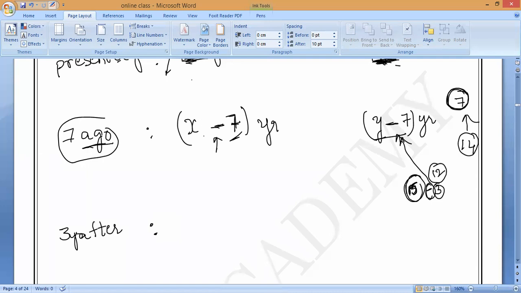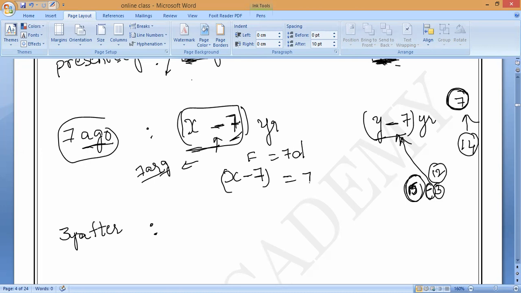Here, the first condition. What is the first condition? 7 years ago, father's age is 7 times the daughter's age. 7 years ago, what is the age of father? X minus 7. Father's age is 7 times the daughter's age 7 years ago. So X minus 7 is equal to 7 times the daughter's age, Y minus 7. Simplify this equation first.